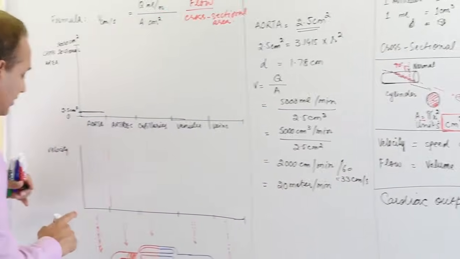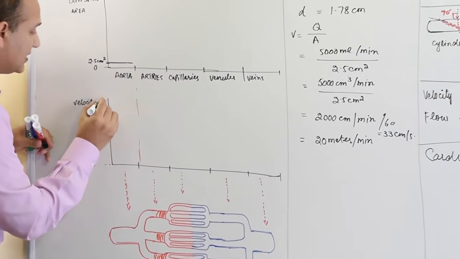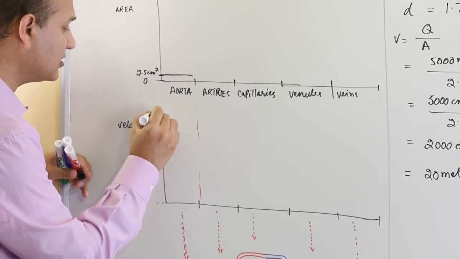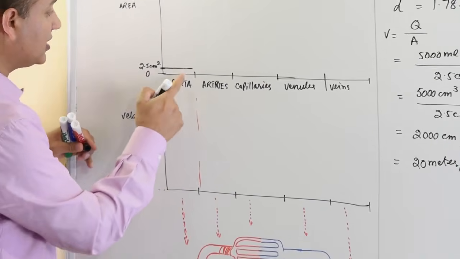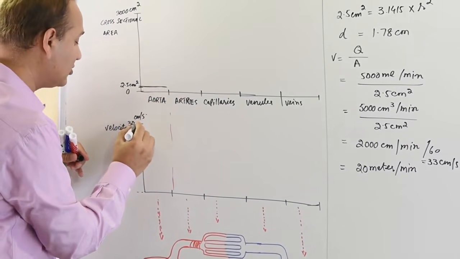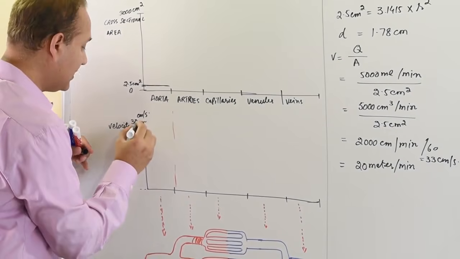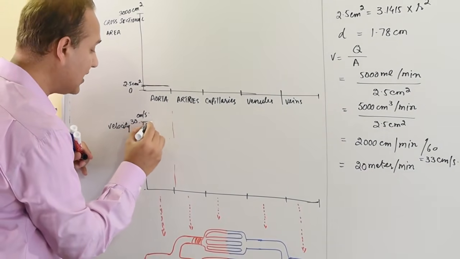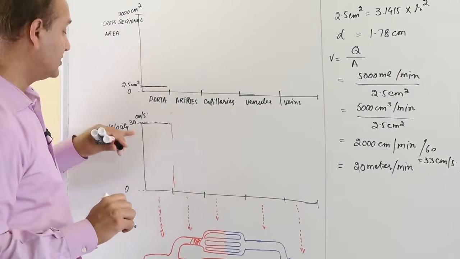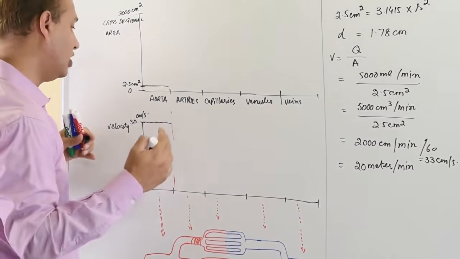So here, velocity, if this is the 0 and this is, let's say, aorta is going to be the highest, so let's call it 30 centimeters per second. The aorta, which has the smallest diameter, has the highest speed, 30 centimeters per second or about 20 meters per minute. That's a lot of speed.